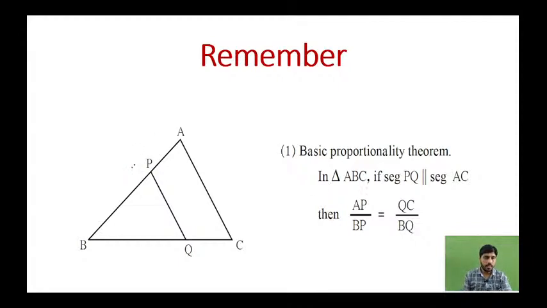So in triangle ABC, if segment PQ is parallel to AC, this PQ must be parallel to AC, then the theorem says that AP upon BP, that is this segment, will be equal to QC upon BQ, that is this QC upon BQ.